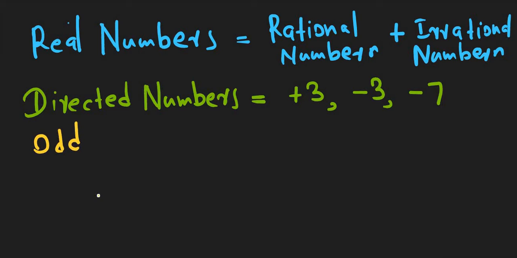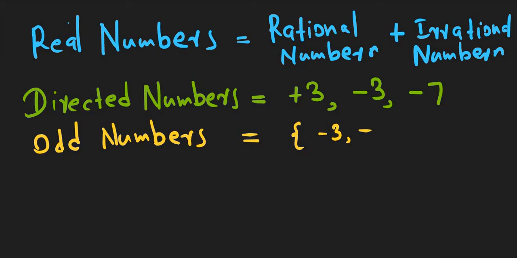What are odd numbers? Odd numbers are those numbers that cannot be divided by 2 without having a remainder. That is to say, if a certain number is divided by 2 and it cannot be fully divided by 2, that's an odd number. Minus 3 cannot be divided by 2 because we get 1 as a remainder. Minus 1 cannot be divided by 2. 1 also cannot be divided by 2, nor 3, 5. Now, these are odd numbers.